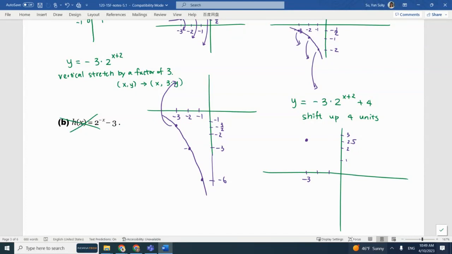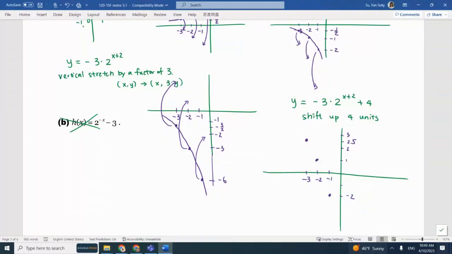Okay, next point. It was -3. You move up 4 units. You get what? One. Good. Next one. It was -6. You shift up 4 units. You get what? 2. Sorry, you mean -2, right? Yeah, -2 here.